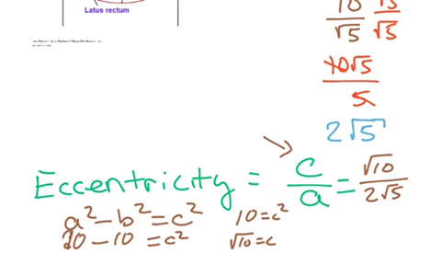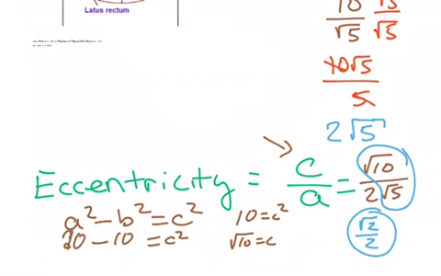And if you remember, with the square roots, if they match up, then you can just divide them. So this becomes square root 2 over 2. And there's my eccentricity. What eccentricity does is it measures how much the ellipse stretches. We'll talk more about that later. But there you have it.